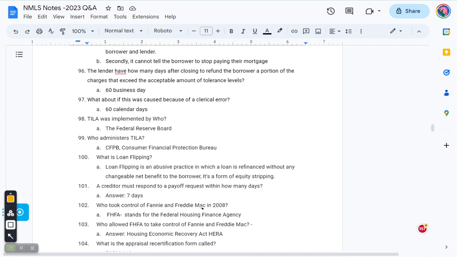And our last question for today, what is loan flipping? Loan flipping is an abusive practice in which a loan is refinanced without any tangible net benefit to the borrower. It's a form of equity stripping.